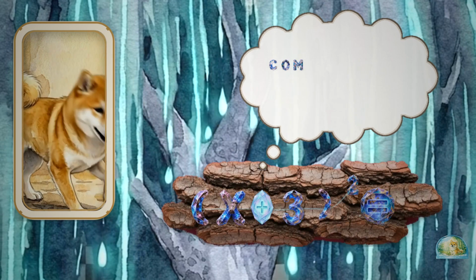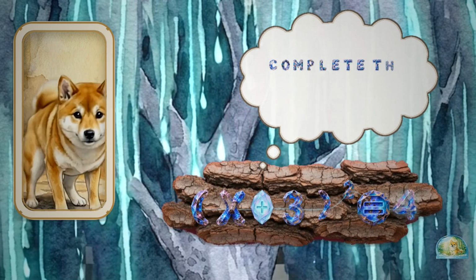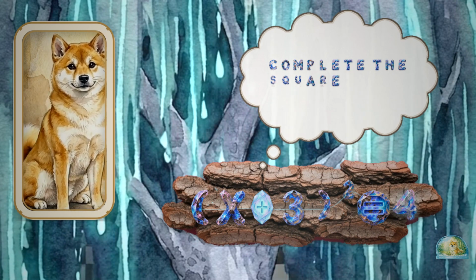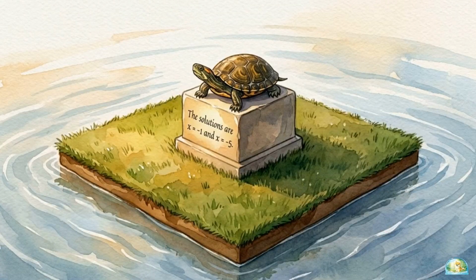The quantity x plus 3 squared equals 4. So x is negative 1 or negative 5. The solutions are x equals negative 1 and x equals negative 5.